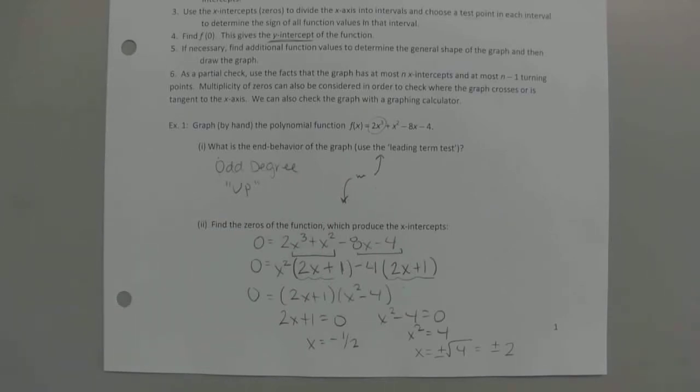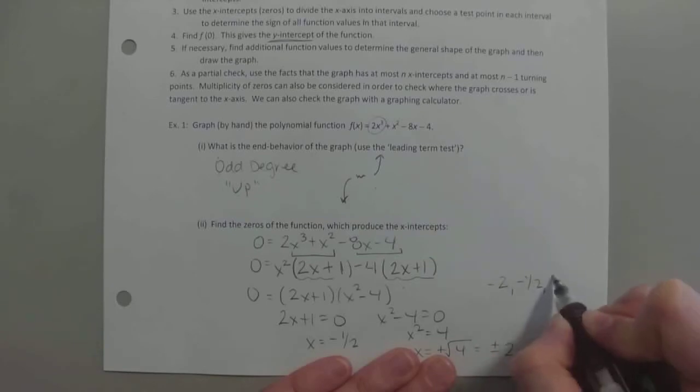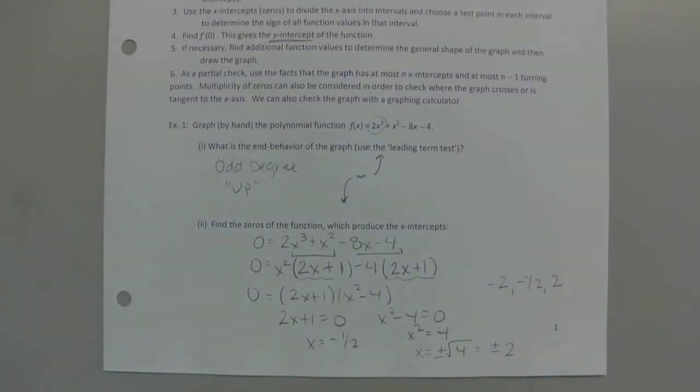Is that okay? So what I'm going to do, you don't have to do this because this is all just steps to helping us solve. Over here in this free space, I'm just going to list my zeros from lowest to highest, okay? So we have negative 2, negative 1 half, positive 2. Do you guys agree with that?